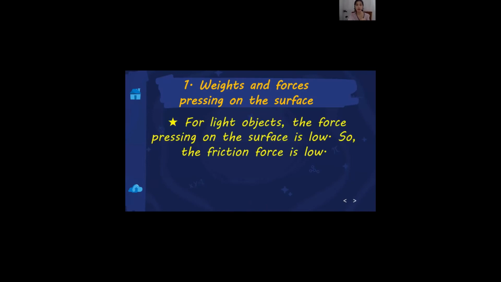For the next one, for light objects, the opposite of heavy. The force pressing on the surface is low, so the friction force is low. Can you read the pasatay, please?